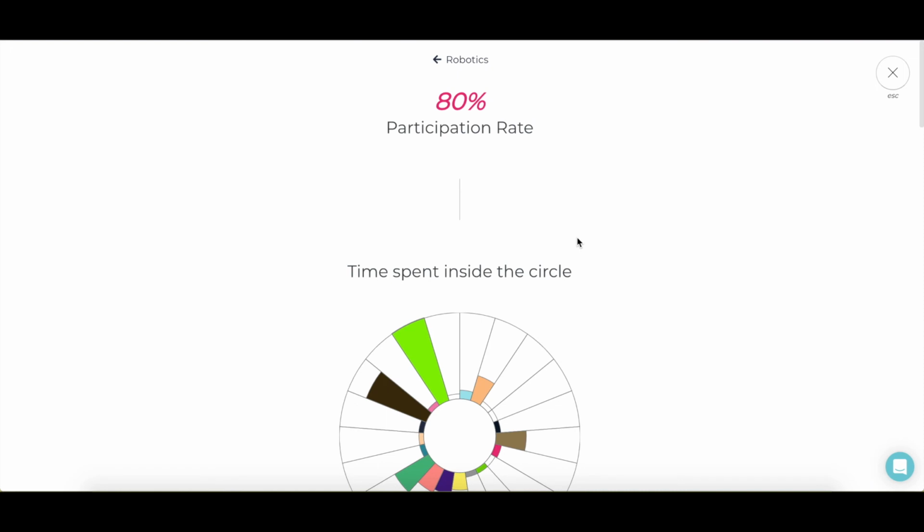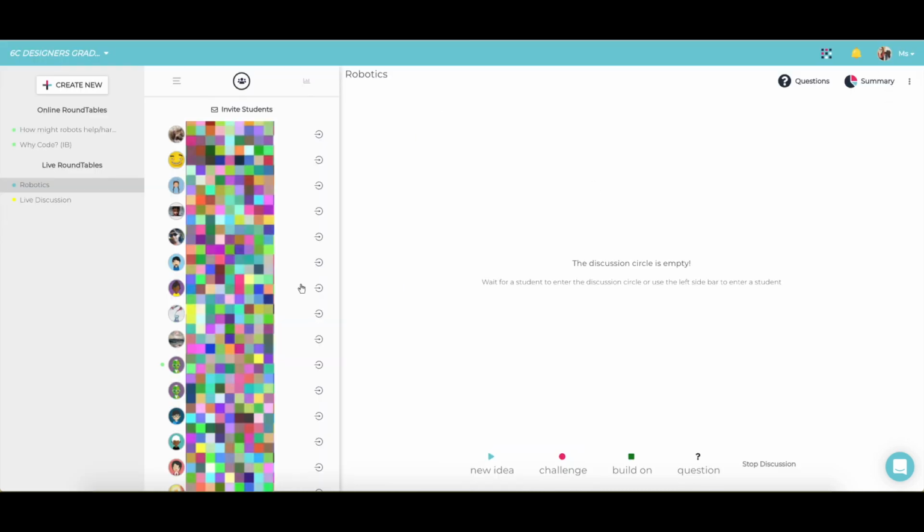What I did then was, I should have pushed them into the circle, but what I did was I just asked them the direct question. They unmuted and answered. If I had actually pulled them into the circle, which you can do again by clicking one of these, then it would reflect that they had spoken as well.